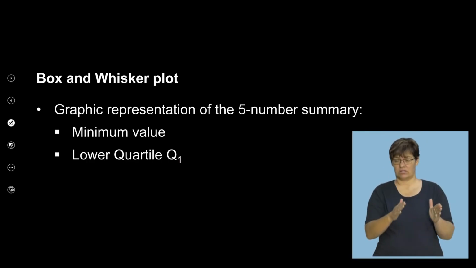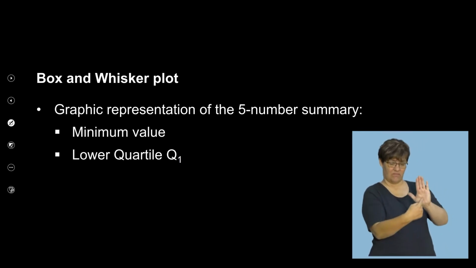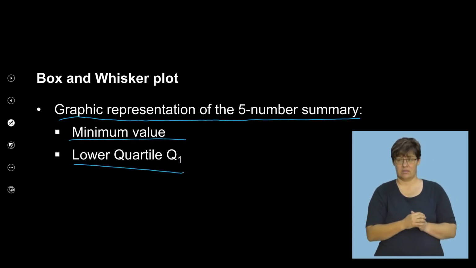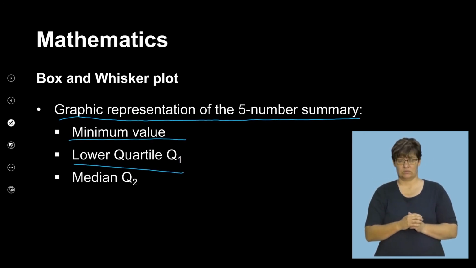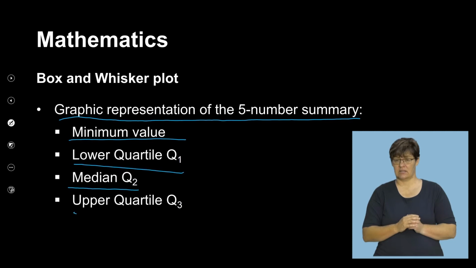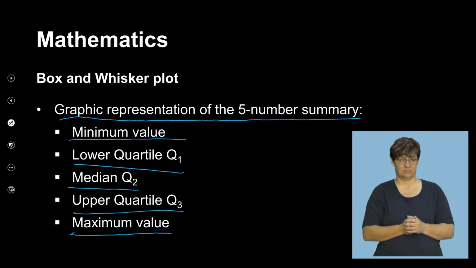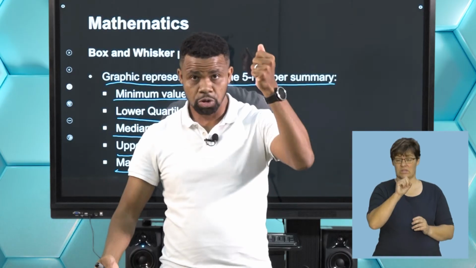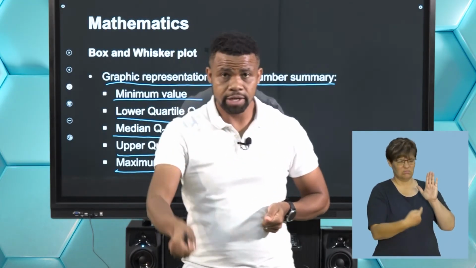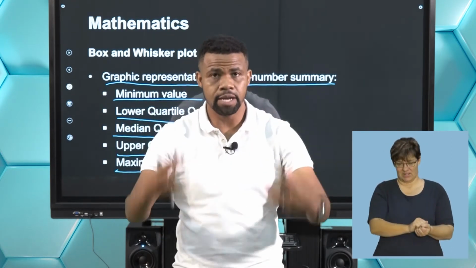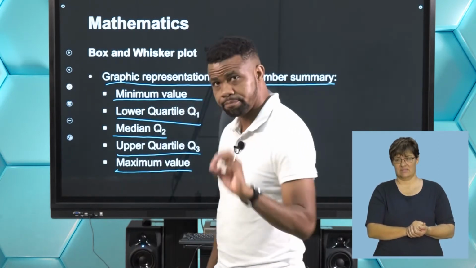So let's look at the box and whisker. We say it's a graphic representation of the 5-number summary, which is the minimum value, our lower quartile, and the median, which is known as Q2, and also the upper quartile, which is Q3, and our maximum value. Are we all together? So we're talking about the whisker plot, which we're going to draw now. To draw the whisker plot, we need what? The 5-number summary. Let's look at that.